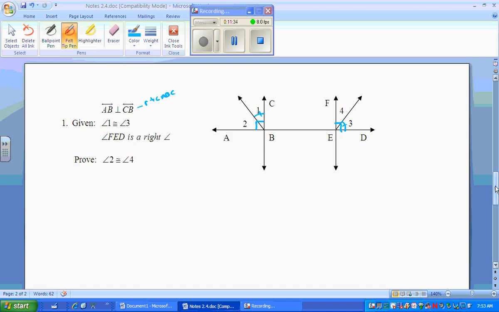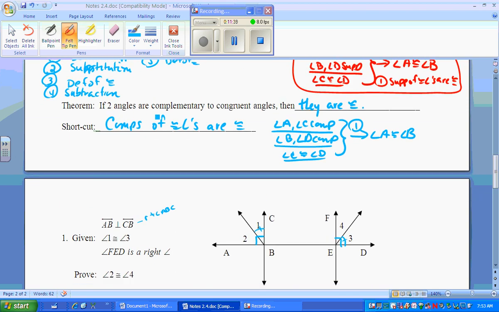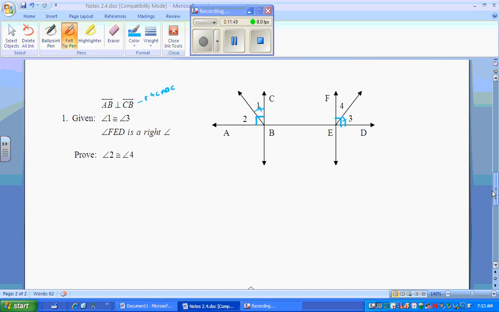Well, what reason is that? That reason is the one we just learned right here. If two angles are complementary to congruent angles, then they are congruent. So we need to make our proof look like this. We need two complementary pieces, a congruent piece, to get what's left over. Okay, so let's see, where do we start? Let's start with AB is perpendicular to CB. That gave us, reason 1, angle ABC is a right angle.